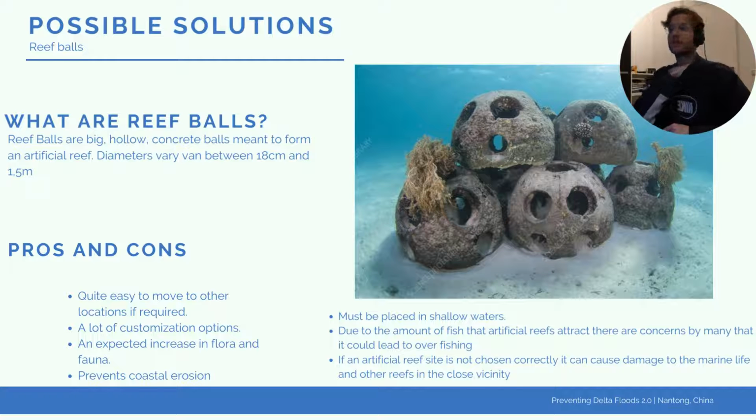It has an expected increase in flora and fauna, and it prevents coastal erosion because the sand will remain in the balls and will not be transported because of currents. Some cons are that it must be placed in shallow waters, so only near the coast and not in deeper waters. And due to the amount of fish that artificial reefs attract, there are concerns by many that it could lead to overfishing. And the last con is that if an artificial reef site is not chosen correctly, it can cause damage to the marine life and other reefs in the close vicinity.